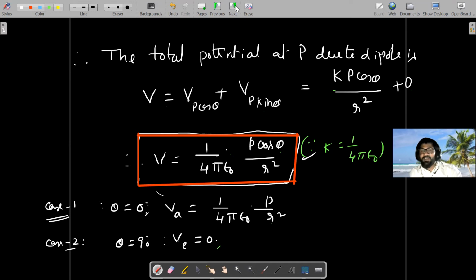So this is briefly about finding the potential due to a dipole. I hope you guys have understood this.